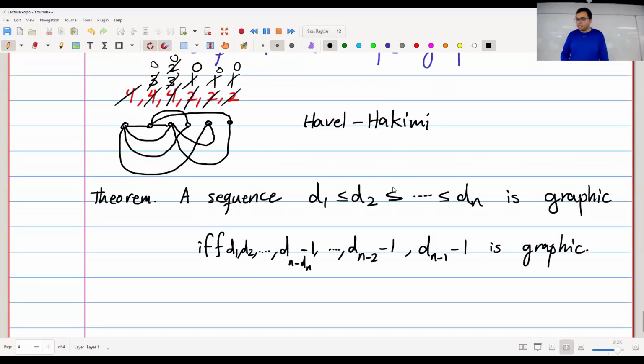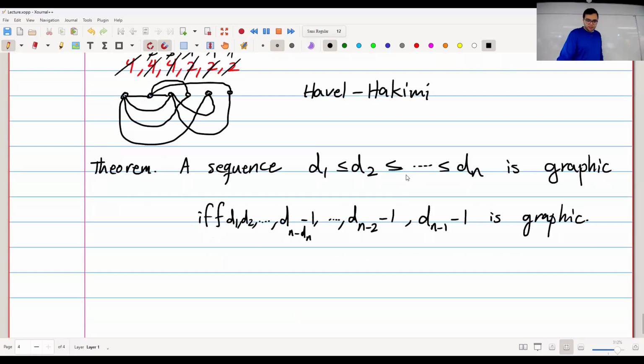Now, again, one side of this theorem is trivial. If this second sequence is graphic, then the first sequence is also graphic because just do the algorithm, right? So if the second sequence is graphic, I have a graph with n minus 1 vertices and these degrees. And if I just add my nth vertex and I just connect it to the last Dn vertices in the previous graph, I get a graph with this sequence. Okay, so one side is trivial, the other side is what we have to prove.